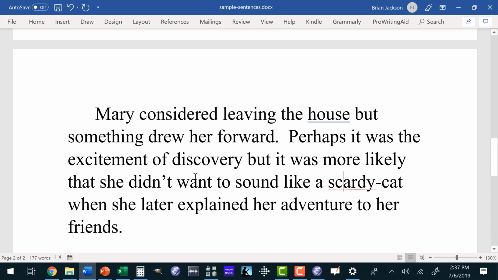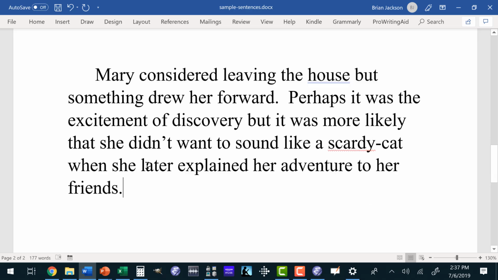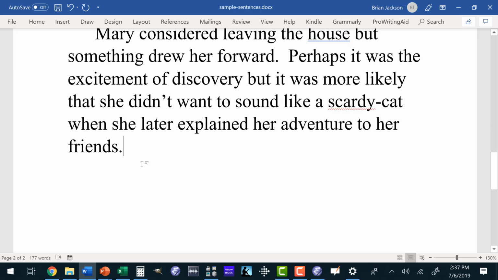Now, this is a very long sentence that I threw in. Perhaps it was the excitement of the discovery, but it was more likely that she didn't want to sound like a scaredy cat when she later explained her adventure to her friends. That is a complete sentence, although it's fairly long. So you want to pepper in long sentences along with short. Let's now have her go further in.